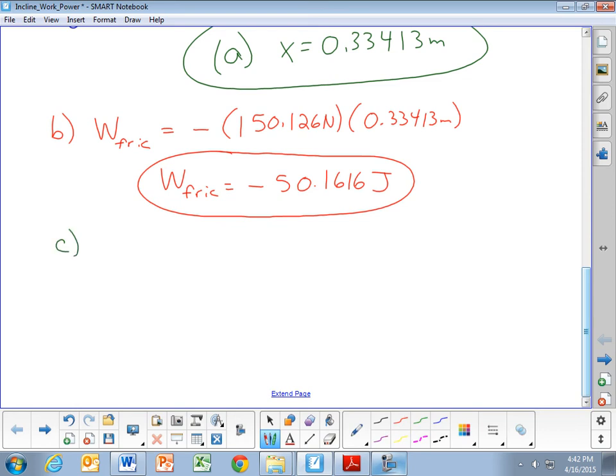Part C was the work done by the normal force. In this case, the work done by the normal force is easy to calculate. It's just 0 joules. The normal force is perpendicular to the motion of the object. If a force is perpendicular to the direction an object is moving, that force does 0 work. Work is the parallel component of the force times how far it moves. And so if it's perpendicular, there's no component that's parallel, and so the work done is 0.